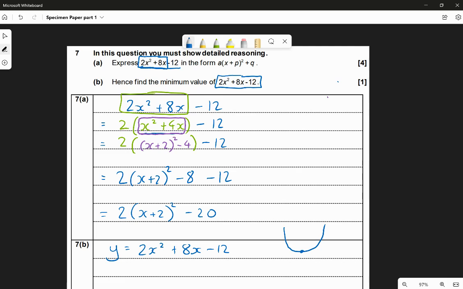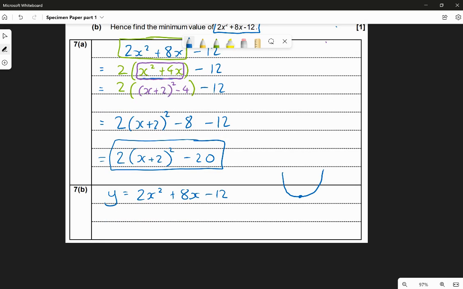If it's in completed square form, which we have here, it is very easy to find the coordinates of that minimum point. Because if I have y is equal to 2 lots of x plus 2 all squared minus 20, I know that when I square something, so x plus 2 all squared, that orange part cannot be below 0. If I square any value, it'll be 0 or above. And then if I double it, still 0 or above. So this part here is at minimum 0.